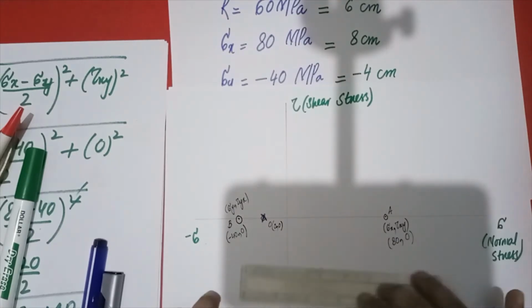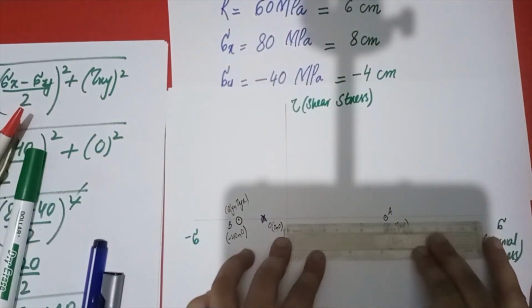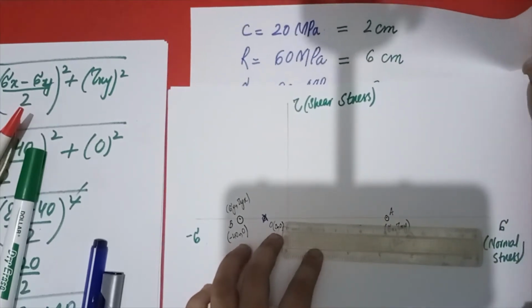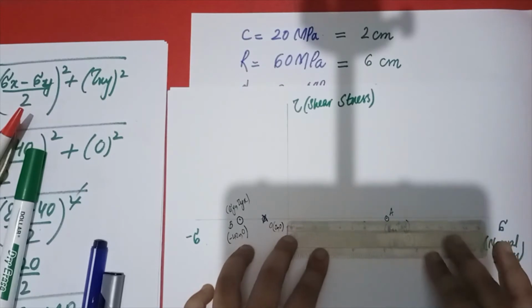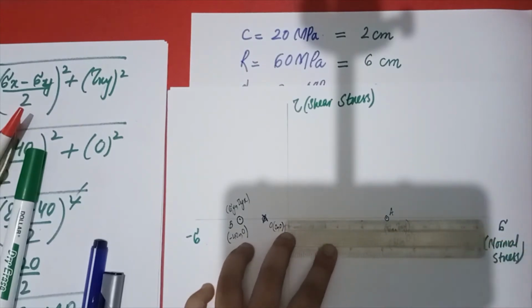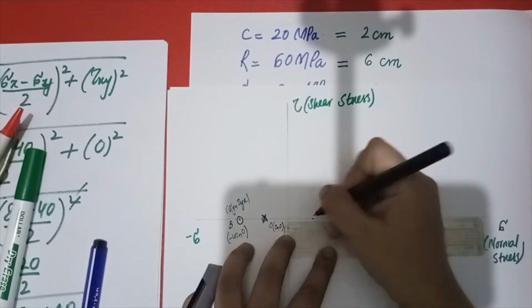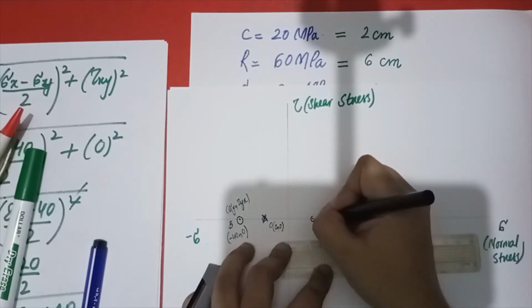What I have to do is take the center point. Center point is 20, I have calculated it via formula. So let me show you. This is 2 centimeter. So I have to take it 2 centimeter here. And how can I take it? This is 2 centimeter, this is 2 centimeter. I have to take this, and I have to circle this.